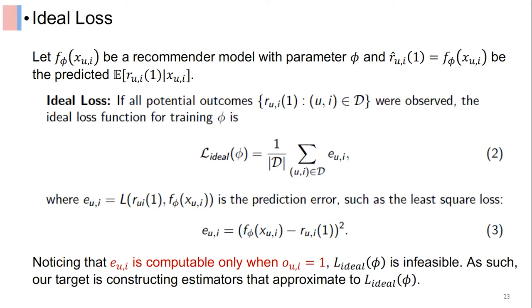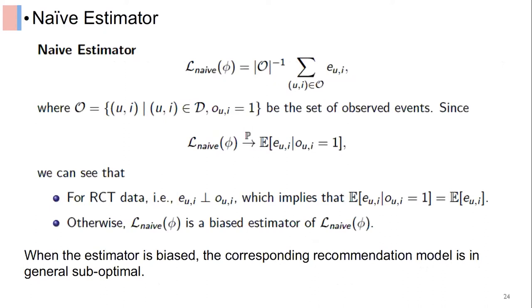So various methods were proposed to construct unbiased loss functions of the ideal loss. And this is the main line of derived methods in causal recommendation within the potential outcome framework. A natural idea is to remove the unobserved data and only use the non-missing data to train the recommendation model. This is the idea of the naive estimator, whose loss function is given here. The mask O is the set of exposed events. We can show that the loss function of the naive estimator converges to the expectation of E_UI conditional on O_UI equals one.